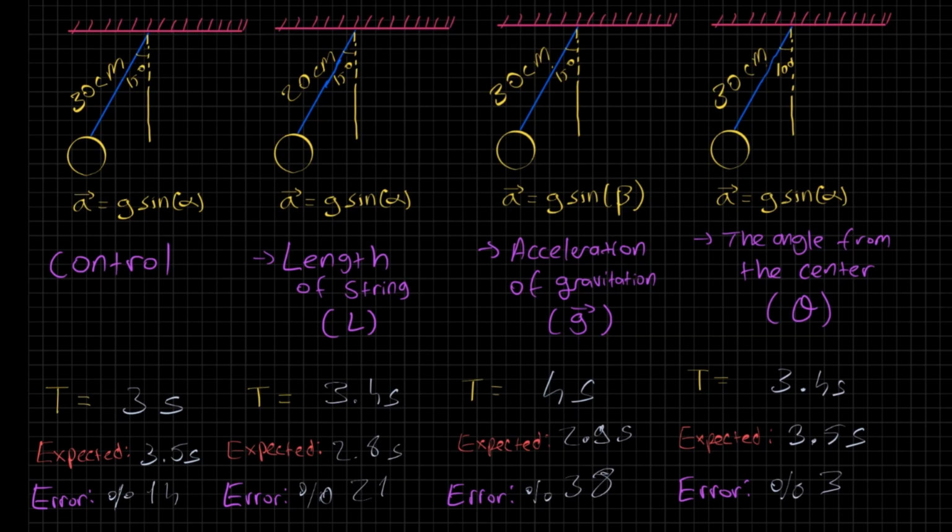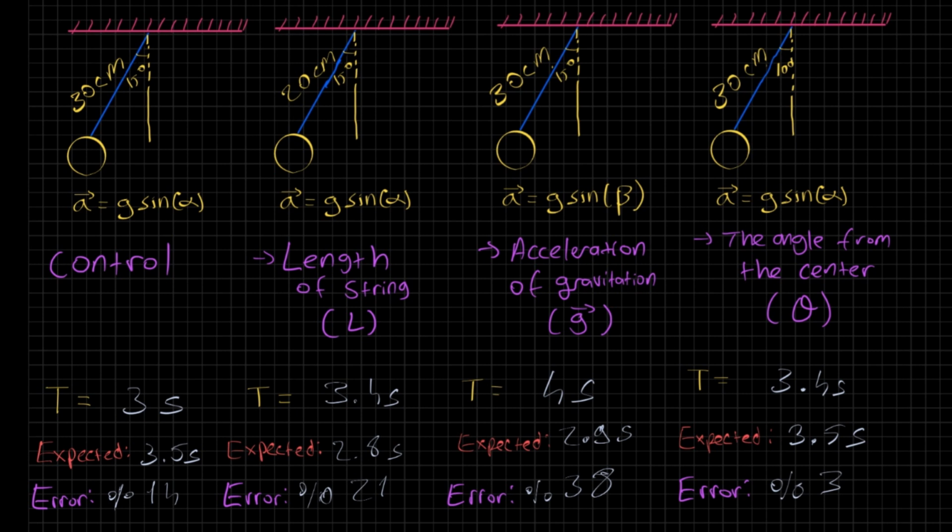Here, you can see the data that I obtained from the experiment. Now, let's talk about the results, the errors, and how we can interpret these findings. In this experiment, we observed the period of a pendulum under different conditions, such as varying string length, incline, and angle from the center. Now, let's talk about these key findings.